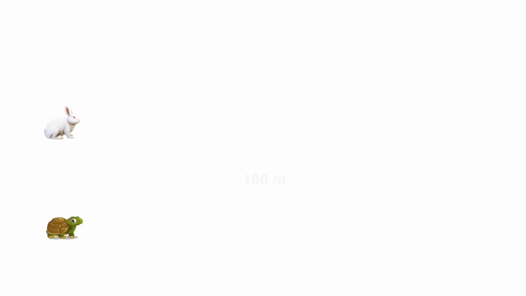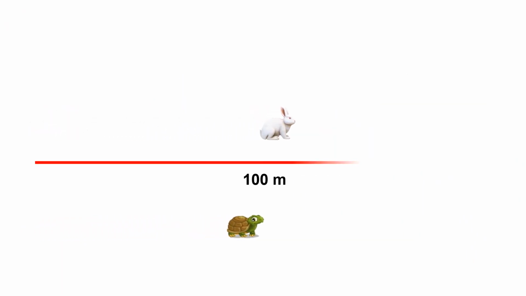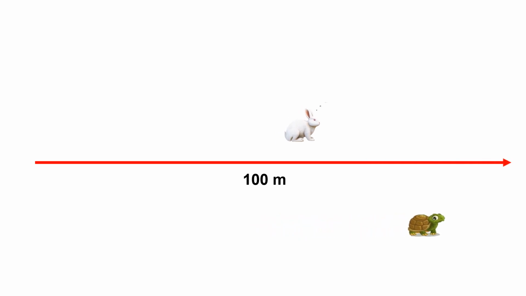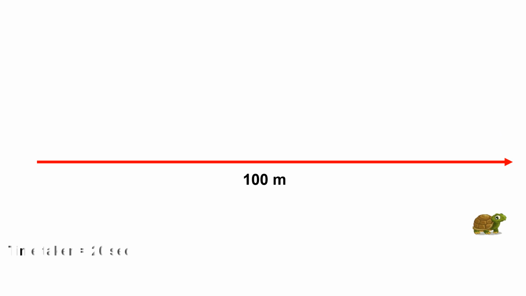Let us assume the distance to be covered was 100 meters. The tortoise was moving with steady speed, but the hare, who was initially fast, relaxed in between and lost to the tortoise. Suppose the tortoise took 20 seconds to cover the distance of 100 meters. Can we calculate the speed?